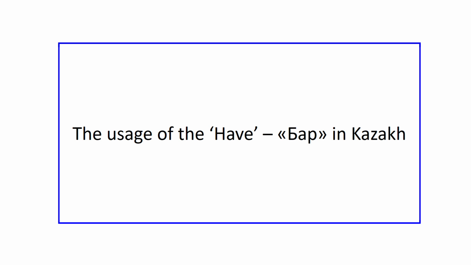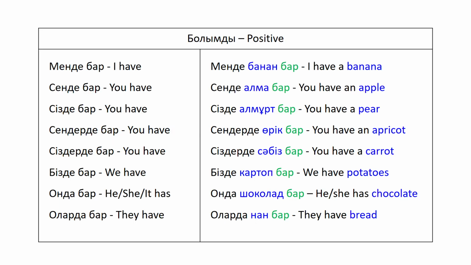Welcome. In this lesson, we will learn the usage of the verb have, bar, in Kazakh language. Also, we will learn how to make positive, negative, and interrogative sentences. Now let's read examples with this verb.